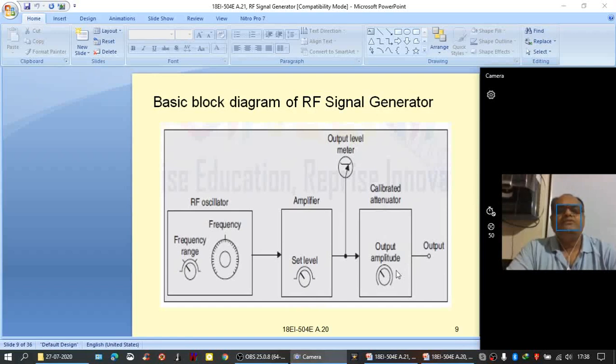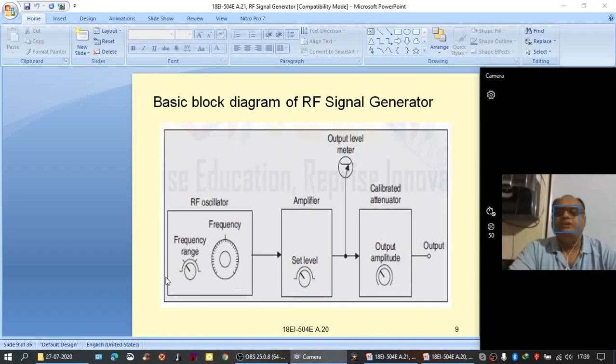So for that purpose, by adjusting this set level adjustment, we have to bring it to 0.1 millivolts level, or we can bring it to 1 millivolt level, in which case we have to select the next range here, so that the calibrated scale on the attenuator can give the correct values of amplitude of the signal which is available at the output. So is that clear?